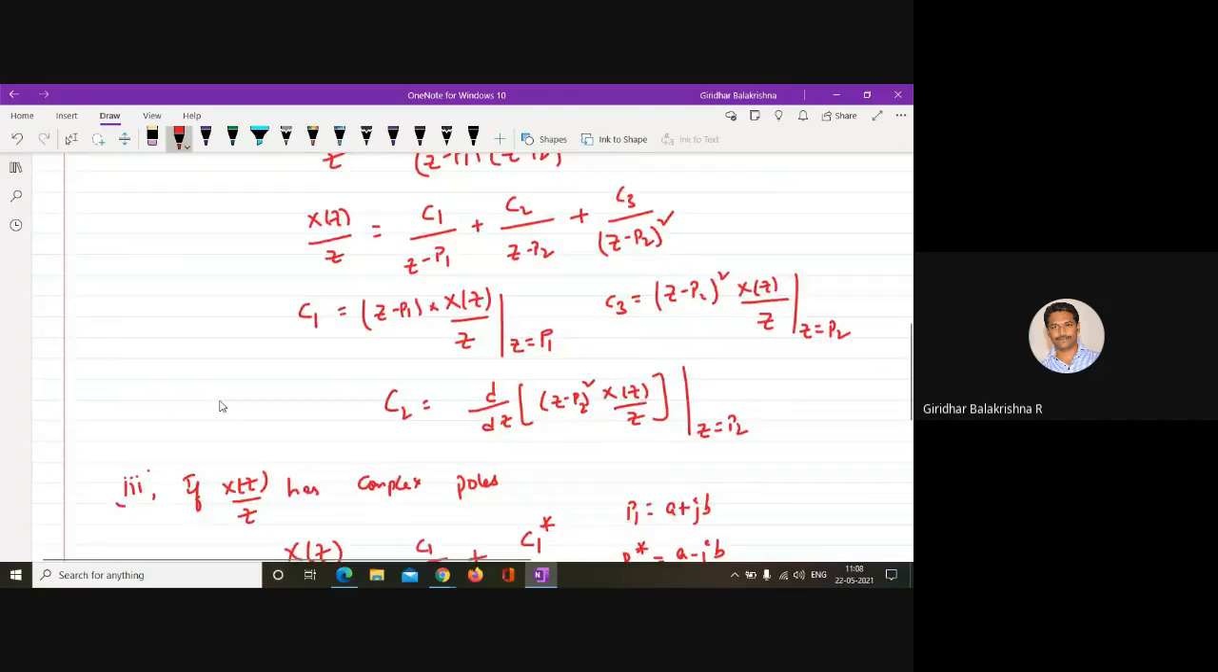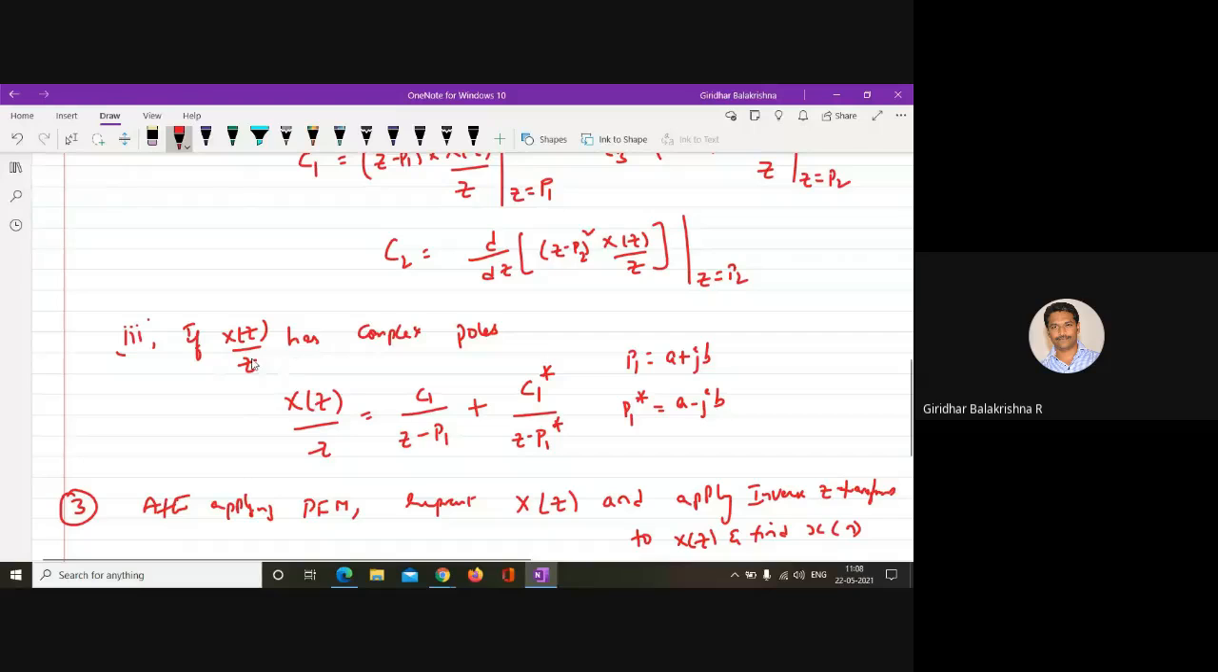This is the second case. Third case, if X of z by z has complex poles, let us assume that p1 equals a plus jb, then its conjugate, p1 conjugate, will be a minus jb. Therefore, X of z by z can be represented as c1 by z minus p1 plus c1 conjugate by z minus p1 conjugate. To find c1, the formula is the same.